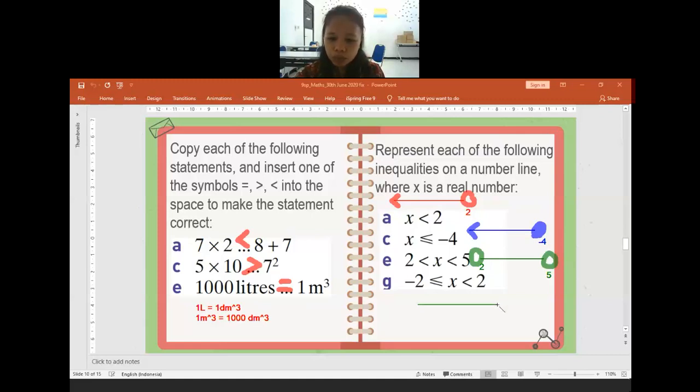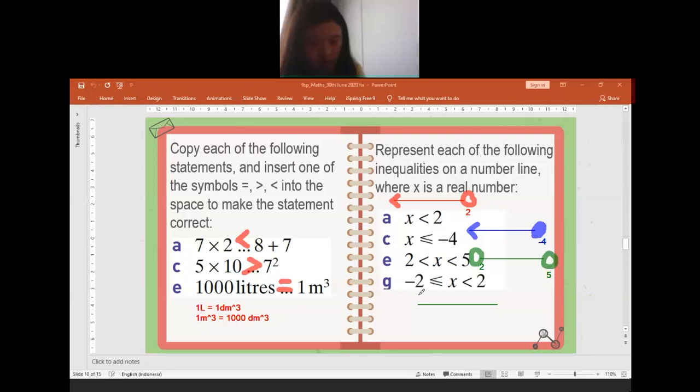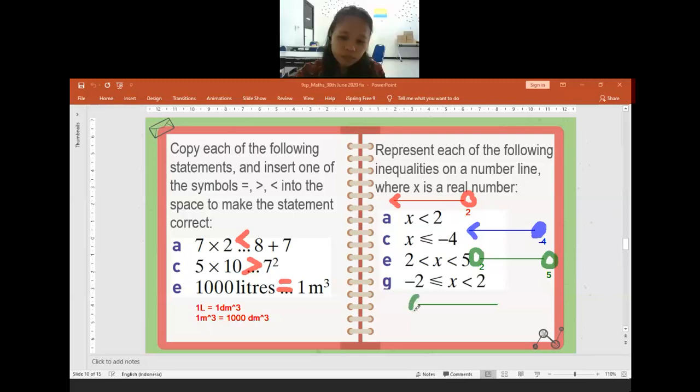I have negative 2 less than or equal to x less than 2. So what number will it be? Oh, sorry, the circle at the left side, do I have to shade it or no? The left will be shaded, and then the right? Unshaded. Okay. Then what number will it be on the left side? Negative 2. On the right side?